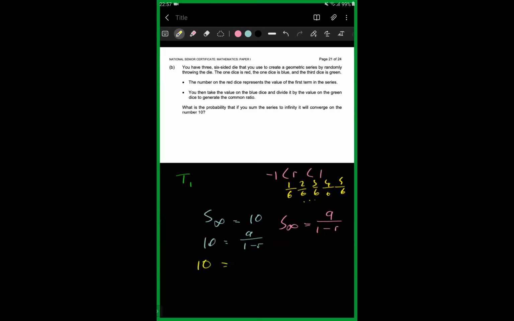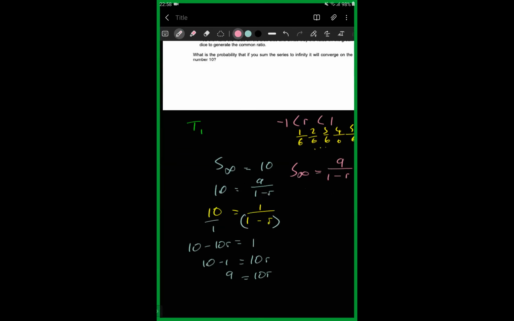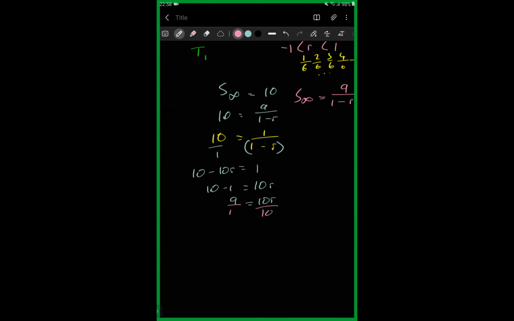If a is a 1, then your value of r is, let's see, cross multiply here. You're going to have 1, this bracket here times 10. It's going to be 10 minus 10r. You're going to solve for r. The 10r is going to go over, and you're going to have 10 minus 1, which is 9. So if you divide by 10, r is 9 over 10 if your value of a is a 1.